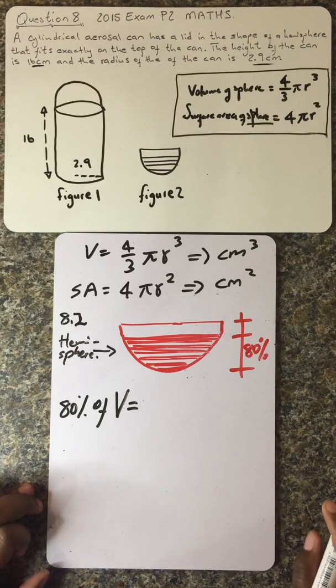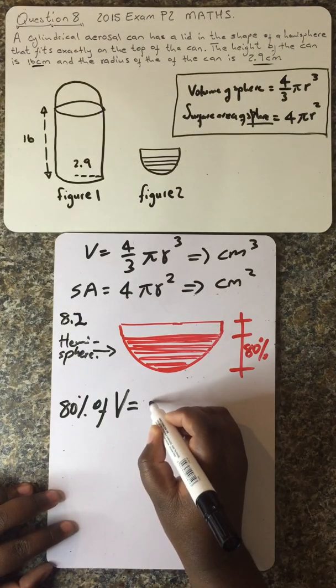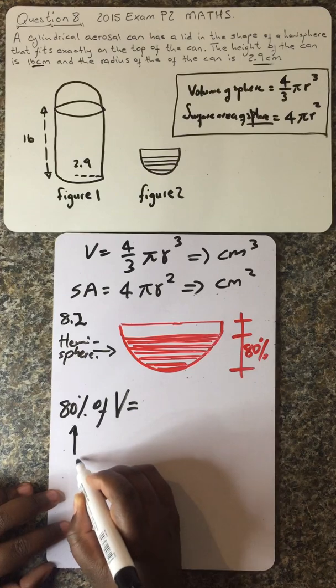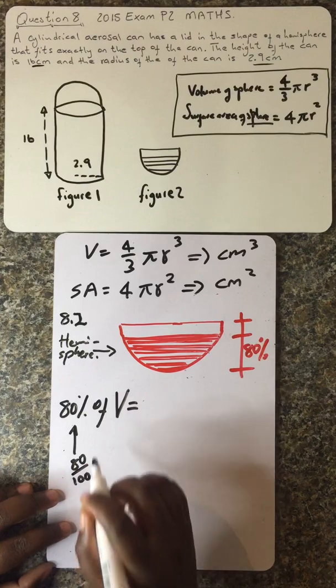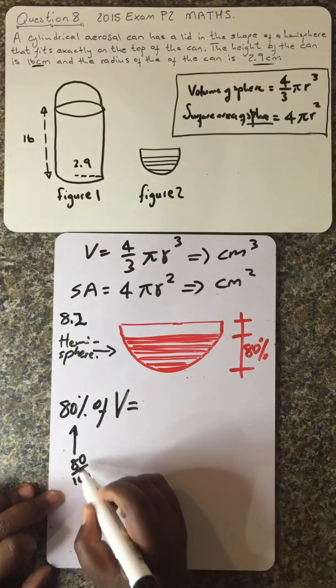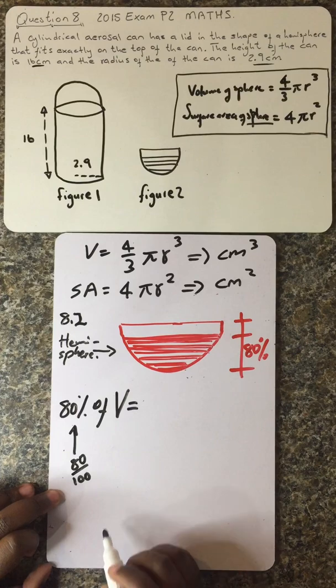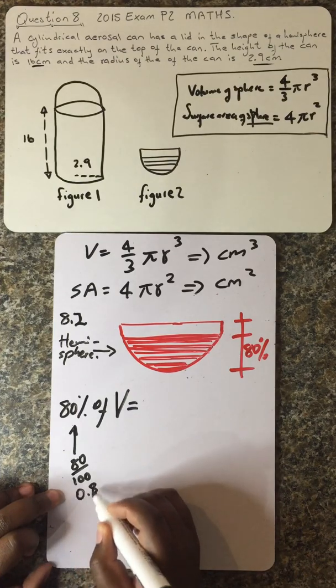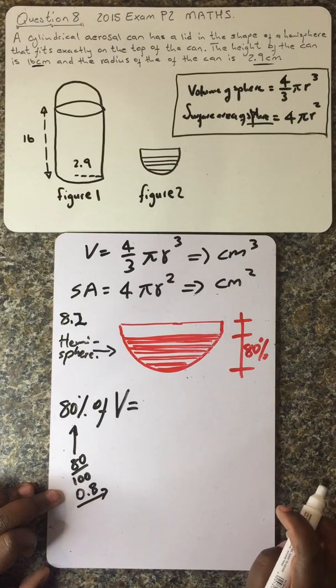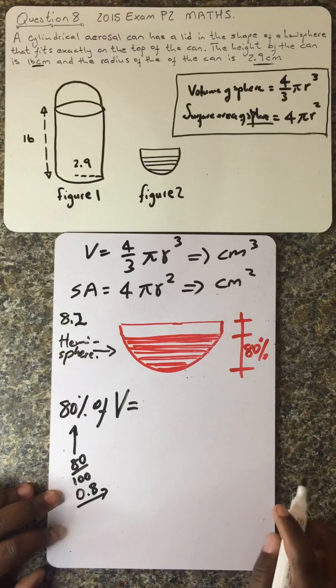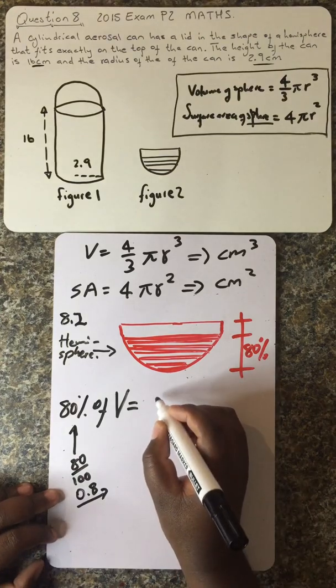Now let's try to formulate 80% of that volume. Remember, guys, 80% is actually 80 over 100, meaning out of 100. So 80 divided by 100 should be 0.8. That means 0.8 is actually 80%. Ladies and gentlemen, let's now formulate.